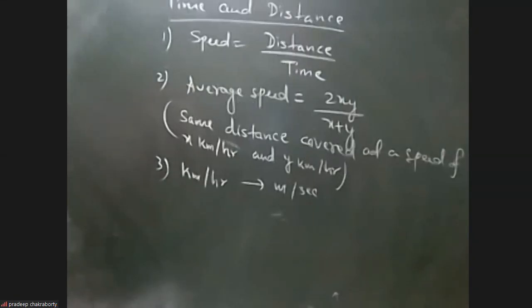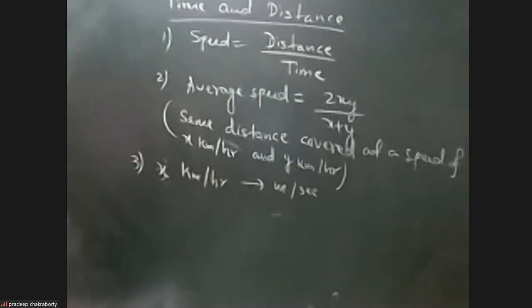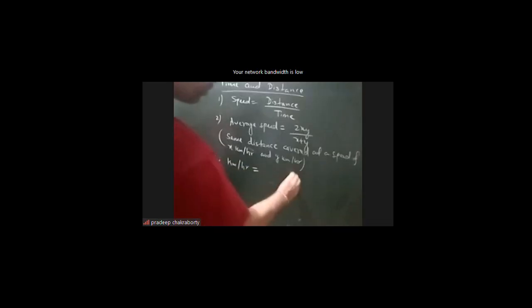Another formula is about converting kilometer per hour to meter per second. Suppose there is x kilometer per hour. You are converting x kilometer per hour to meter per second. Then you have to multiply this with 5 upon 18. That thing you remember. Otherwise, it will take time.